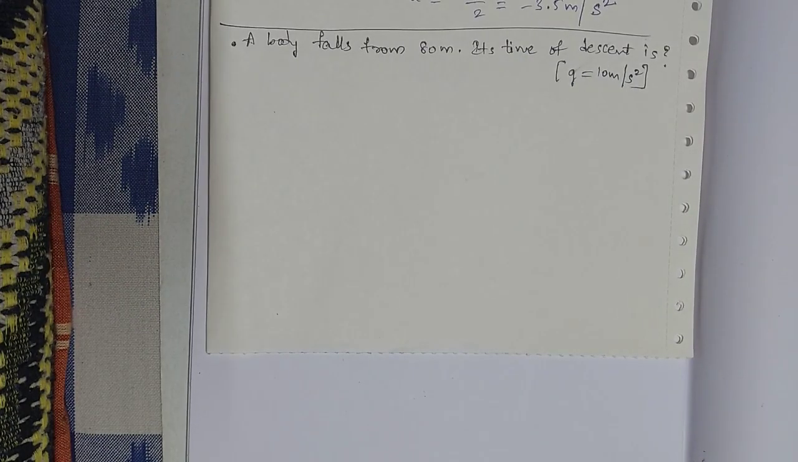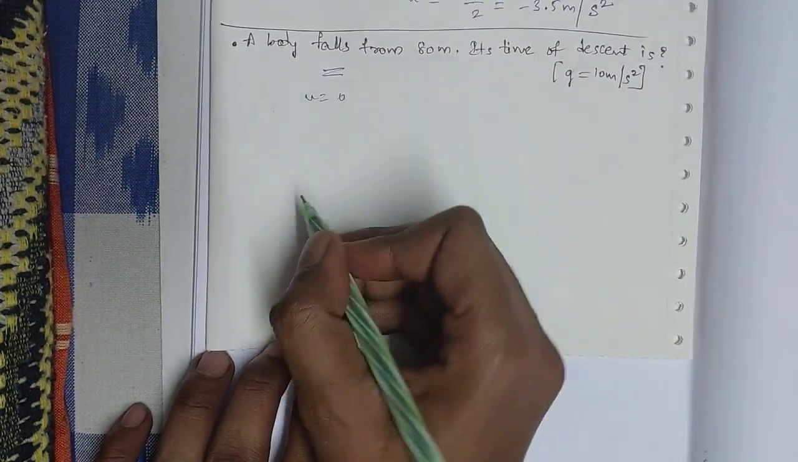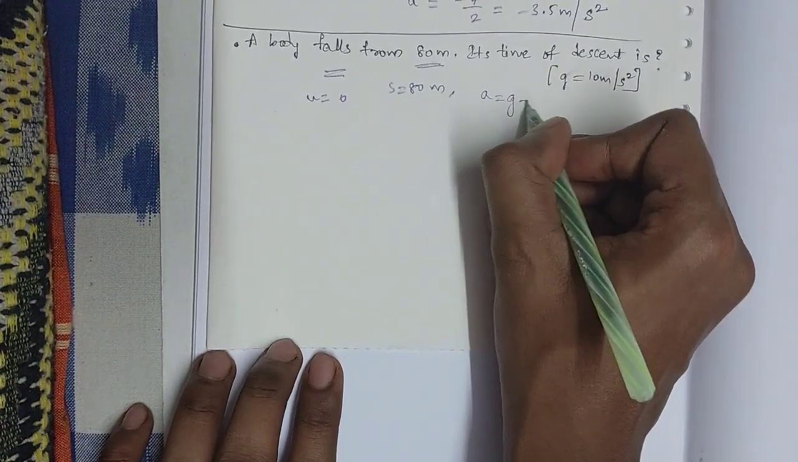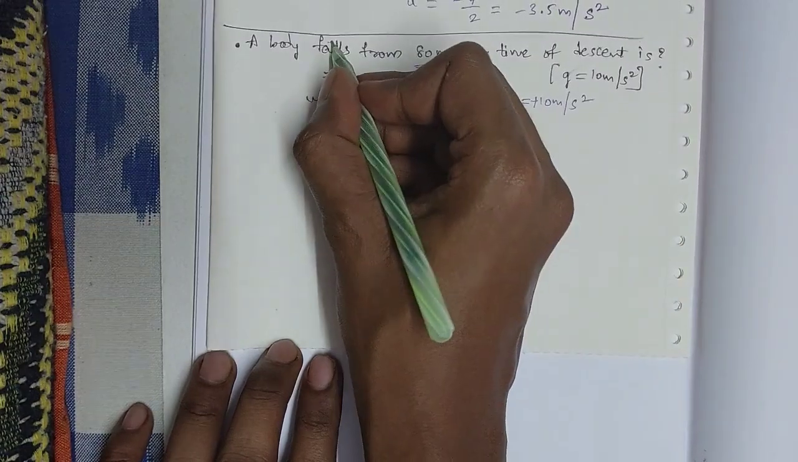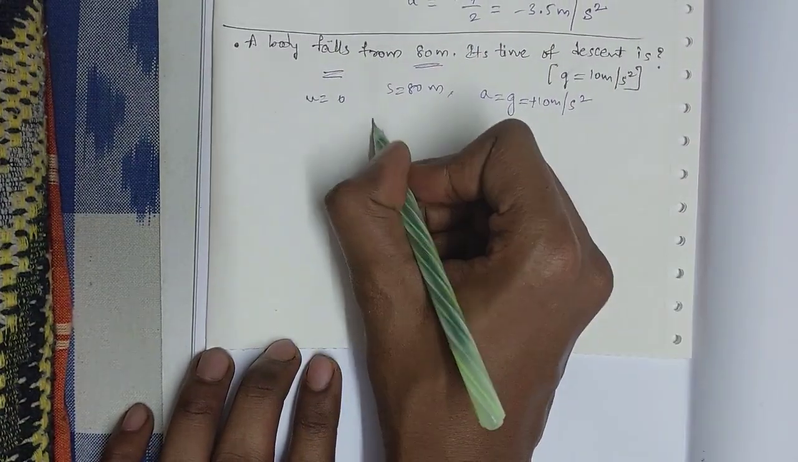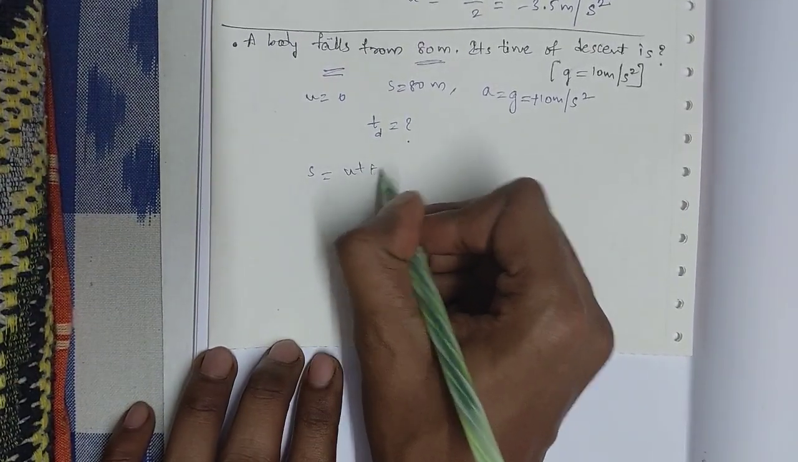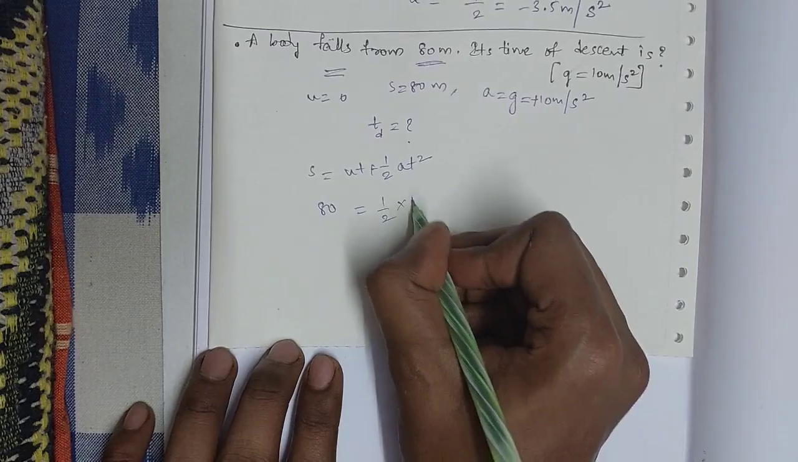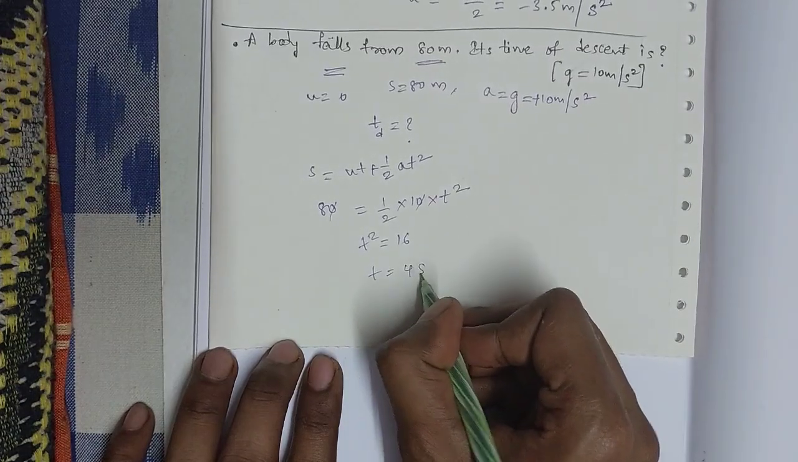If a body falls from 80 meters, its time of descent is? Take g equals 10 meters per second square. In a freely falling body, u is 0. s is 80 meters. Acceleration is g, which is 10 meters per second square, and it is positive, because in a freely falling body both the directions are the same. Time of descent is to be found out. s equals ut plus half a t square. Then 80 equals half into 10 into t square. t square equals 16, so t equals 4 seconds.